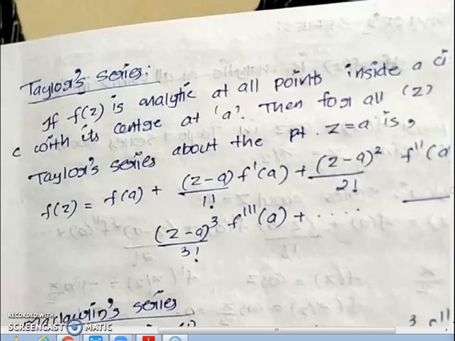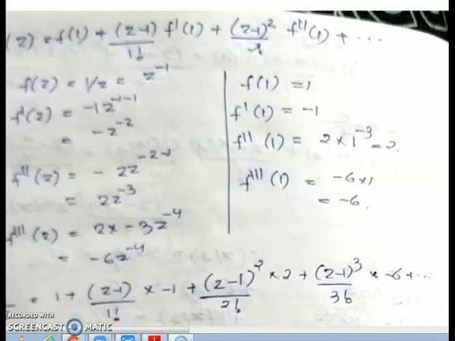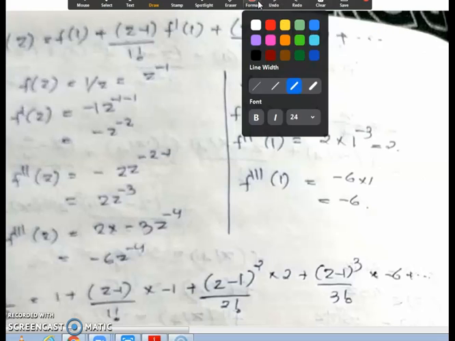Okay, you can refer to this Taylor series expansion. Write this expansion. Instead of a you have to take 1, about the point z is equal to 1, right? So instead of a you have to take 1. Then you can follow the same steps.